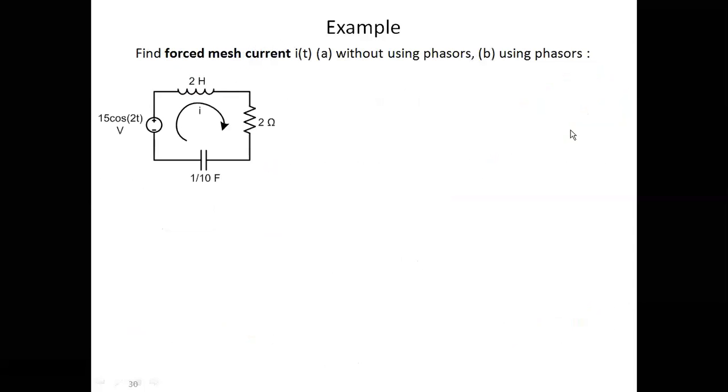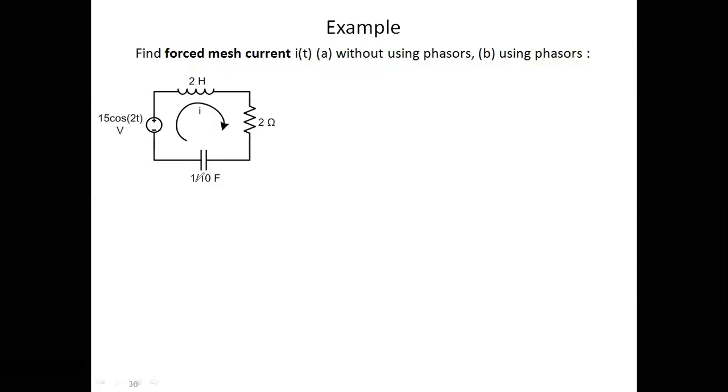All right. So we have a second example here, and in that second example, we're talking about a circuit that has a capacitor, an inductor and a resistor. Okay, and then we have our voltage source here. So the question says, find the first mesh current. We've talked about first solution before, so we're going to apply that knowledge here. So find the first mesh current, I of t, first of all without using phasors, and then using phasors.